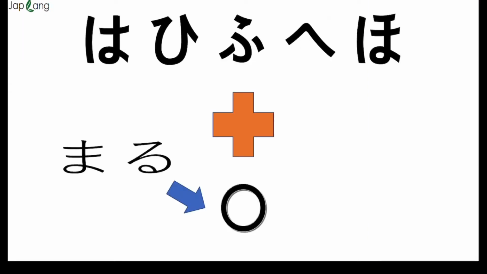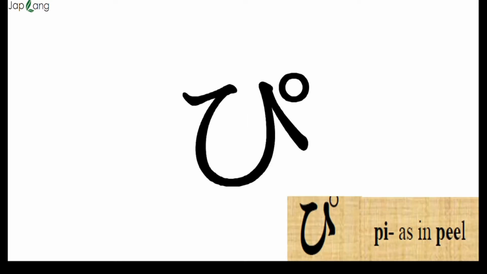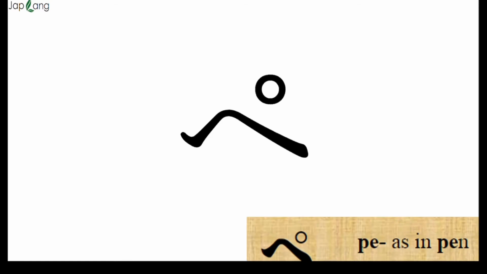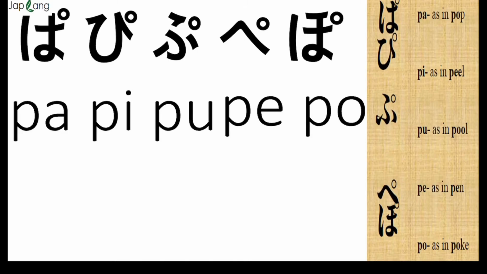We move to the next, that's called maru. We learned about the tenten, and now we are going to learn about the maru. Maru means circle. If you put maru above the hiragana, ha becomes pa, hi becomes pi, fu becomes pu, he becomes pe as in pen, and ho becomes po as in po. So we learned pa, pi, pu, pe, po.